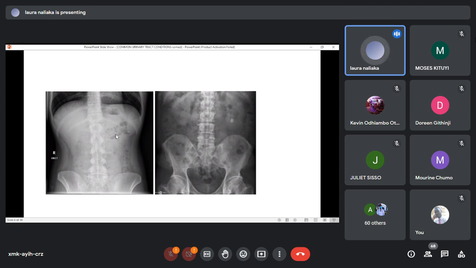The first one is a normal AP or an erect AP abdominal radiograph, which was normal. The second one, you can see there's a calcific focus around the region of the kidneys. You can see the kidney here, the silhouette of the kidney right here. That's the left kidney, that's the right kidney. And this was seen to be a renal calculus of a patient who was having renal angle pain.